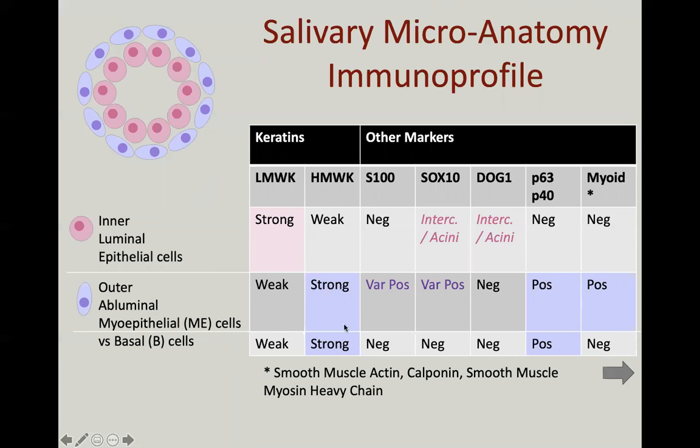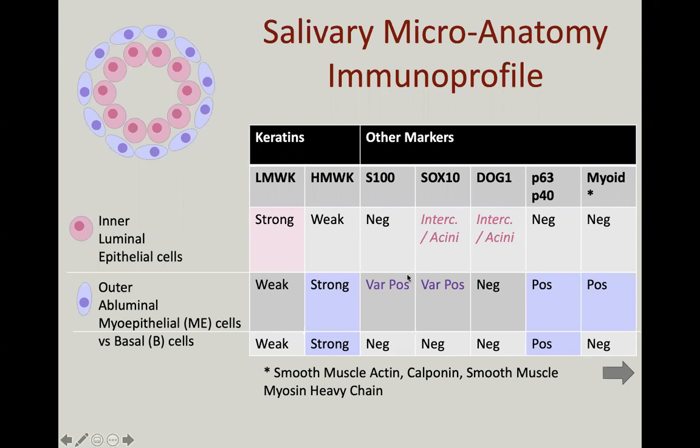The outer cells may stain with a high molecular weight keratin, and certainly basaloid markers like P63, P40. If they're of the contractile variant, they also contain contractile filaments, right? So myoid markers like SMA, calponin, et cetera. So you can see how between the molecular weight of the keratin and the basal markers, you can sort of differentiate between these essentially 3 cell types, with the myoepithelial and the basal being very similar.